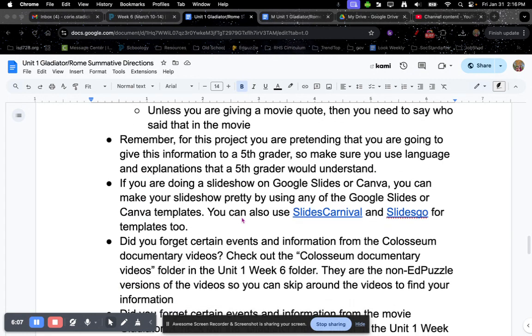If you're doing a slideshow on Google Slides or Canva, you can make your slideshow pretty by using any of the Google Slides or Canva templates. You can also use Slides Carnival or Slides Go for templates too. Those are two websites that I use for myself when I make slideshows.